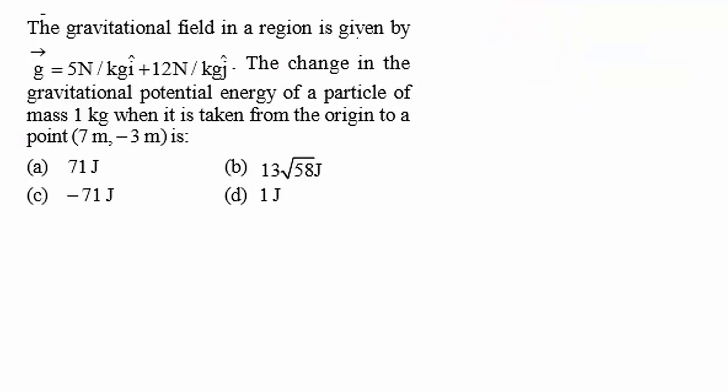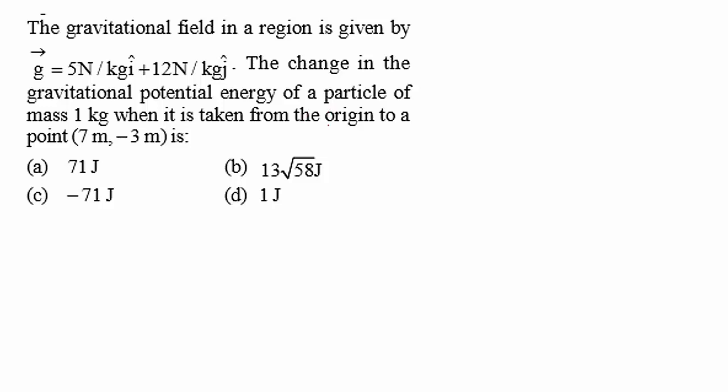The gravitational field in a region is given by the equation G equal to 5 Newton per kg I cap plus 12 Newton per kg J cap. The change in gravitational potential energy of a particle of mass 1 kg when it is taken from the origin to the point 7 meter, minus 3 meter is.